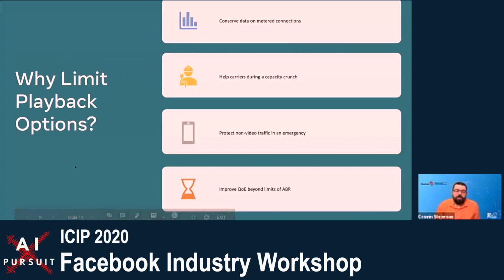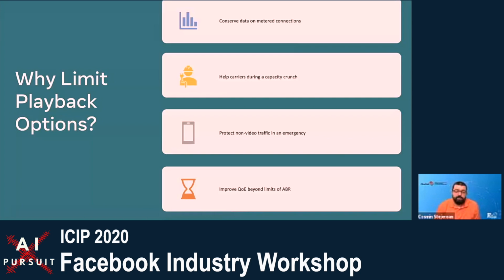So why would we want to limit playback options and not play the maximum possible quality, particularly on cellular networks, if we want to optimize quality? Well, there's several different reasons. One very common reason is to conserve data on metered connections. While some users may have effectively unlimited cellular data, most users are on limited data budgets, and we have to make sure that we maximize their enjoyment of that data on a, say, per gigabyte basis. That's a reason to do something like this on a year-round basis.